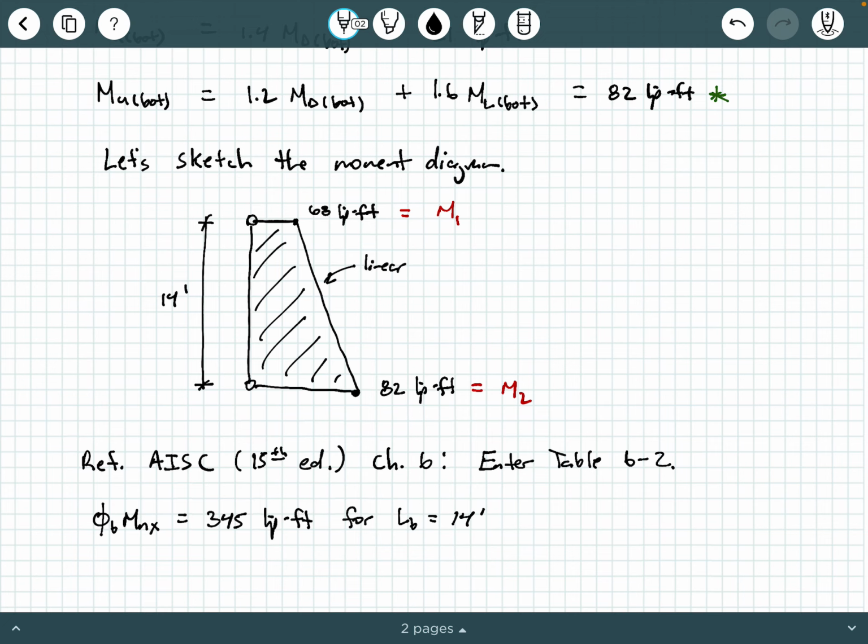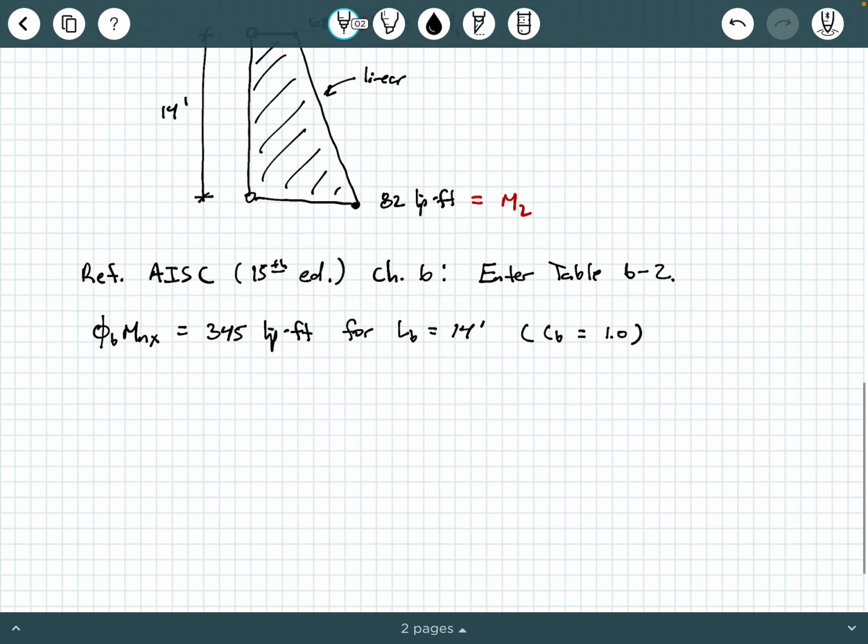Now remember, this is based on a Cb factor equaling 1.0, all right? If you notice, we have non-uniform bending and, again, single curvature, so we need to calculate our Cb factor. So we must compute our Cb factor, that's that moment gradient factor due to non-uniform bending moment.